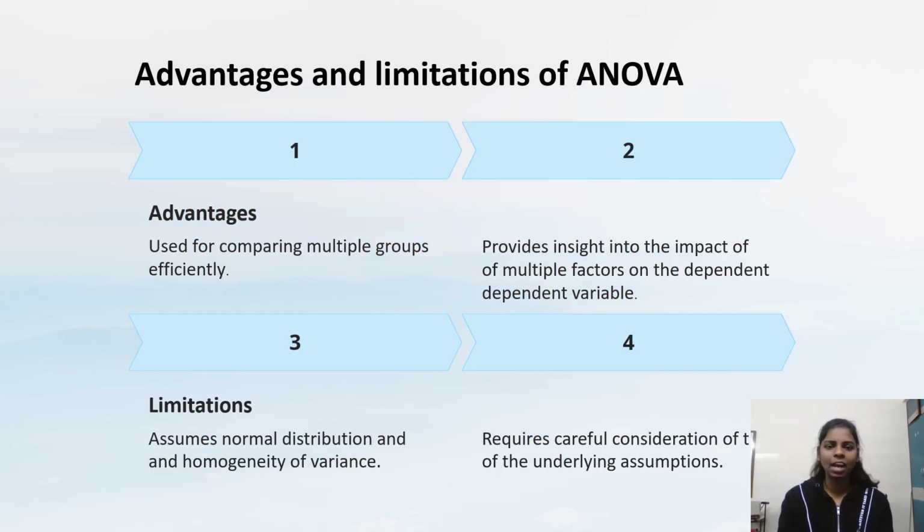Now let us see the advantages and limitations of ANOVA. Advantages: used for comparing multiple groups efficiently, provides insight into the impact of multiple factors on the dependent variable. Limitations: assumes normal distribution and homogeneity of variance, requires careful consideration of the underlying assumptions.